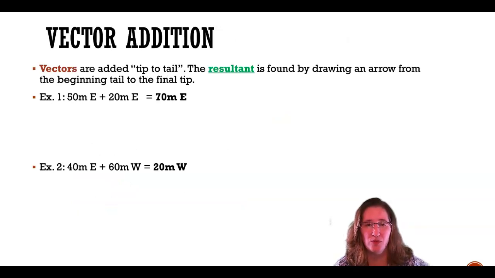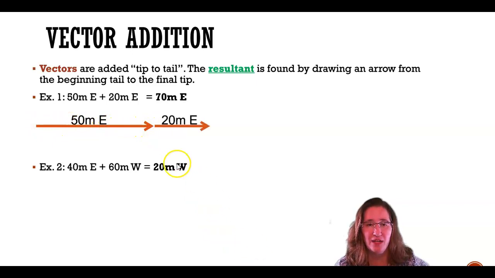This is something that is really common in physics and something that you need to be comfortable with in this section. So if you're going to take two vectors and add them together, the rule is you have to add them tip to tail. So I'm going to draw arrows to represent my vectors again, and on those I have a tip and a tail. So what I'm going to have for this first example is I have 50 meters east. So east is my direction, so I'm going to draw this to the right. So this is my tip.